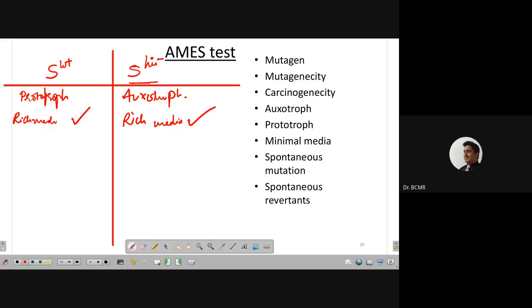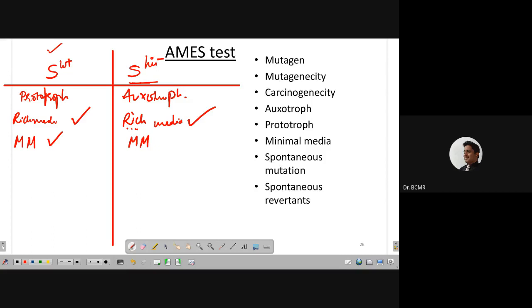Why does it grow? Because rich medium already has ready-made histidine that we are supplying to the bacterium. So it will just directly take it, make use of it and grow. It doesn't have to synthesize histidine, right? Now what will happen if we grow it in minimal medium? This is a wild type strain. That means it has all the genes required to synthesize what it needs. So it will grow. Now take minimal medium here.